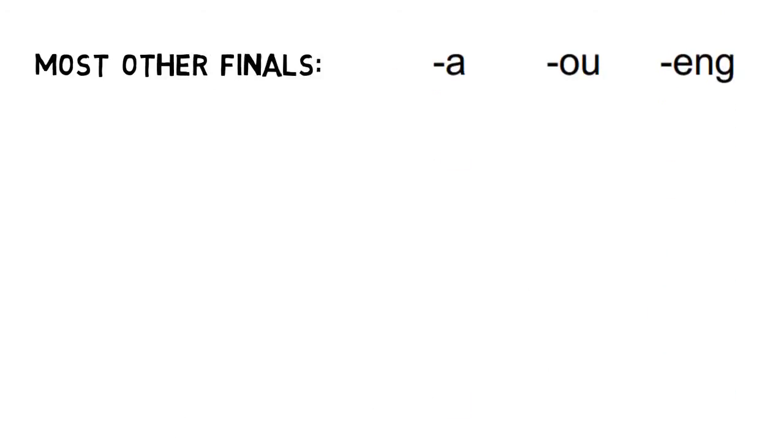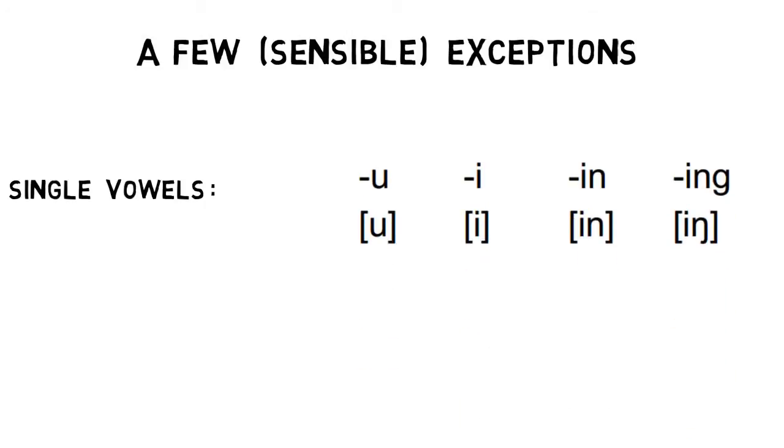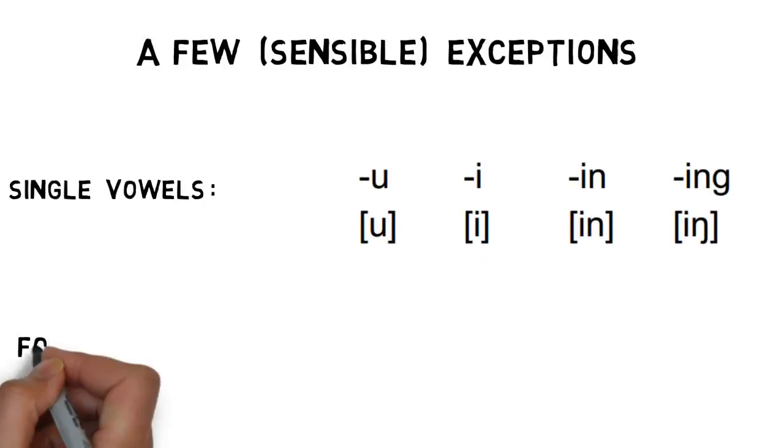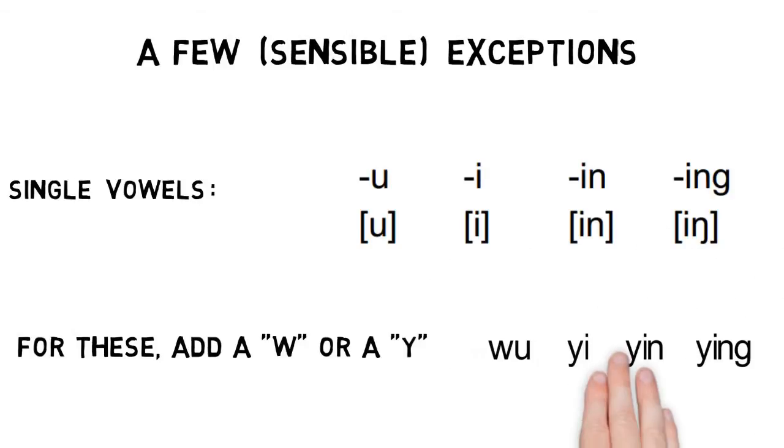Otherwise, the final is going to be written the way it's usually written. There are a few exceptions, but they all make a lot of sense. There are a few circumstances where there's only one vowel, for instance, as in u, i, in, ing. In these cases, you're going to add a W or a Y to the beginning instead of just replacing the vowel entirely. Instead of this, you'll see this.